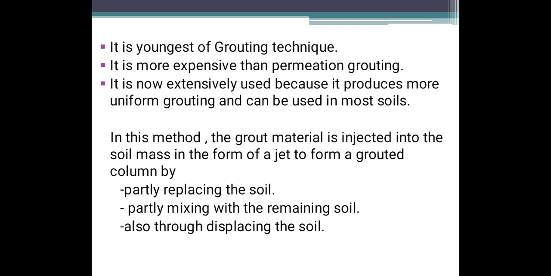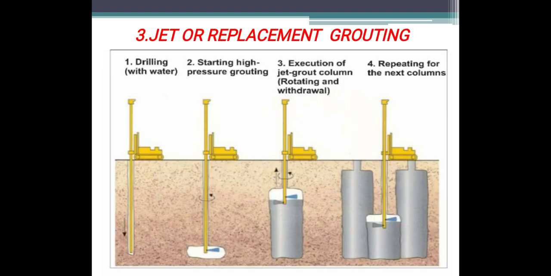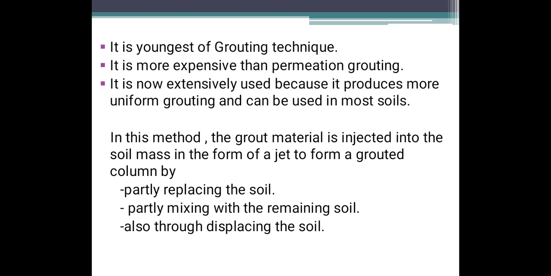It is more expensive than the permeation grouting because here we are using more grout material. It is now extensively used because it produces more uniform grouting and can be used in most soils because it forms the base for the foundation construction. In this method, the grout material is injected into the soil mass in the form of a jet to form a grouted column by partly replacing the soil, partly mixing with the remaining soil, and also through displacing the soil here.